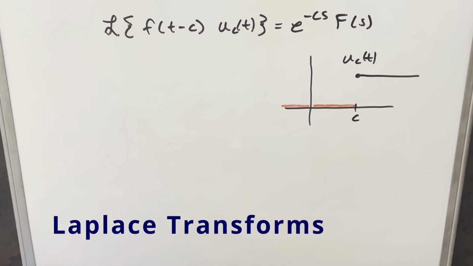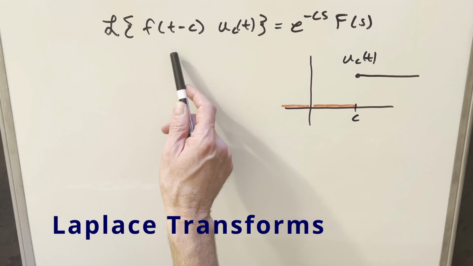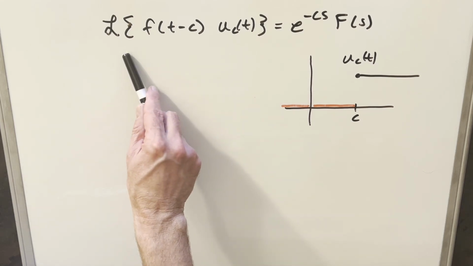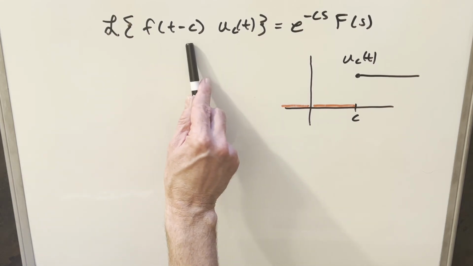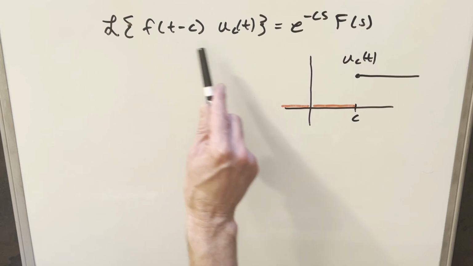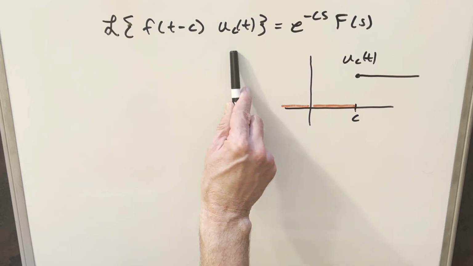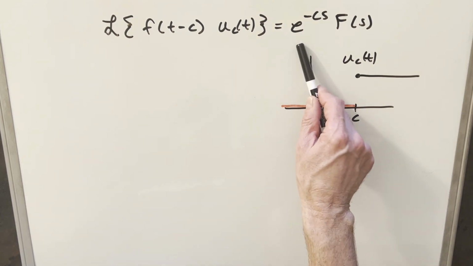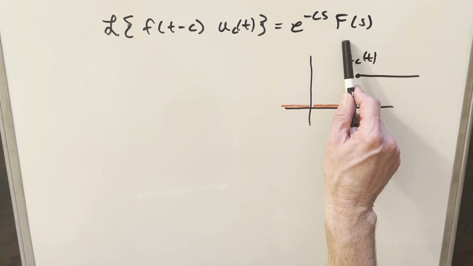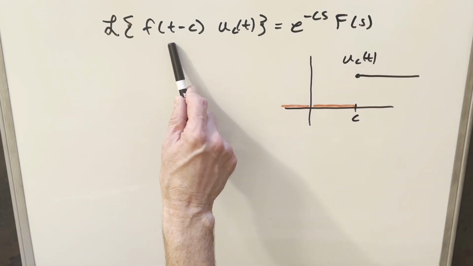Okay, continuing on from where we left off in our Laplace transform playlist, we have this formula that we found a few videos back: if we want to take the Laplace transform of some shifted function, f of t minus c, times the unit step function, then that's just going to be e to the minus cs times the Laplace transform of the unshifted f of t function.